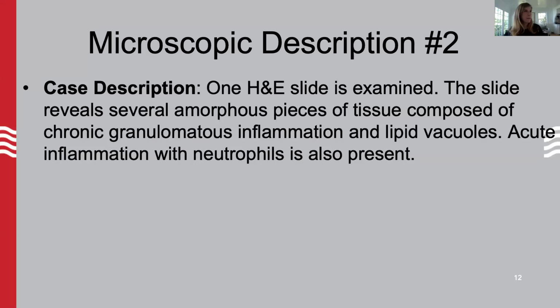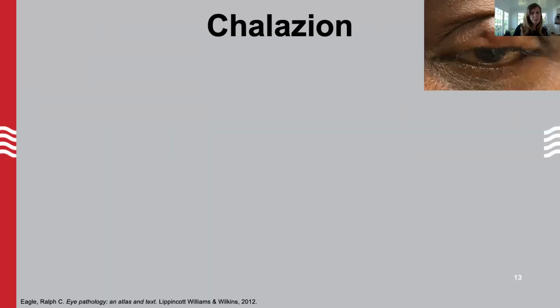So our microscopic description of this case number 2 said that we see several amorphous pieces of tissue with chronic granulomatous inflammation and lipid vacuoles. Acute inflammation with neutrophils and necrosis was also present. So, chalazion.